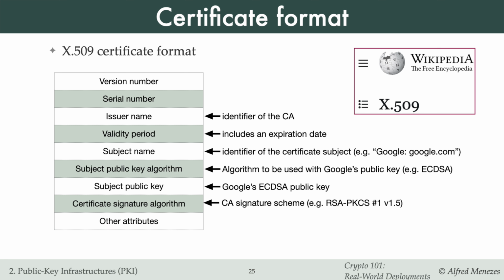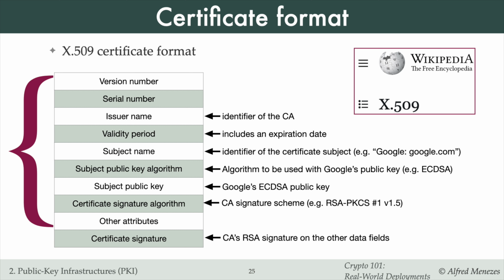X509 defines many other attributes that might be useful in limiting the use and scope of the public key that is certified. For example, an attribute might specify that the certificate subject can only sign financial transactions that have a value of at most $1,000. Finally, the certificate includes the CA's digital signature on the other data fields in the certificate.